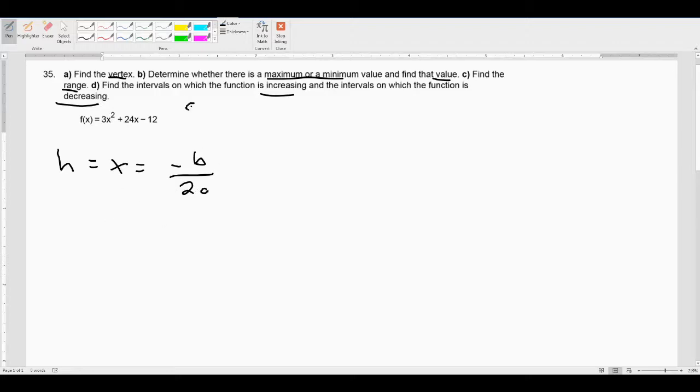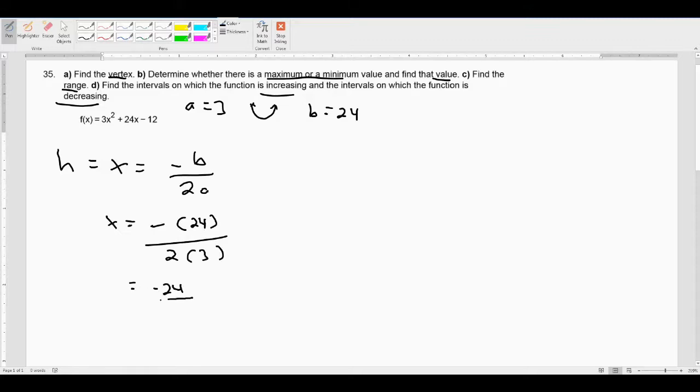But we know that since a is a positive 3, hopefully we know that the graph looks like this. It's a minimum value, it has a minimum. And then b is 24. So we're just going to substitute those in. b is 24, a is 3. So you have negative 24 over 2 times 3, which is 6. So you have x equals negative 4.